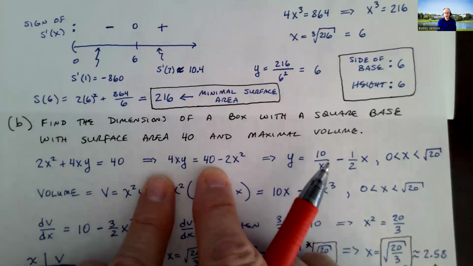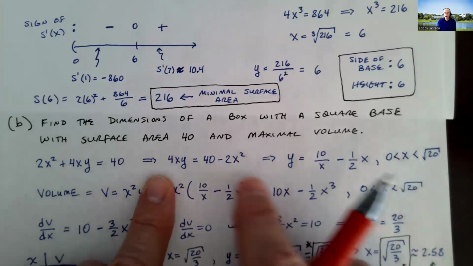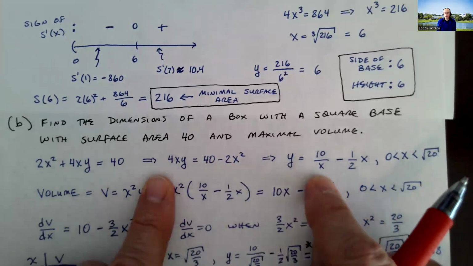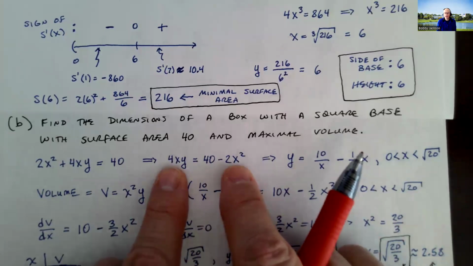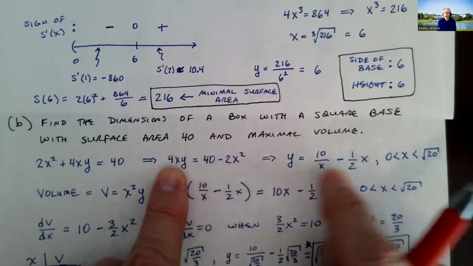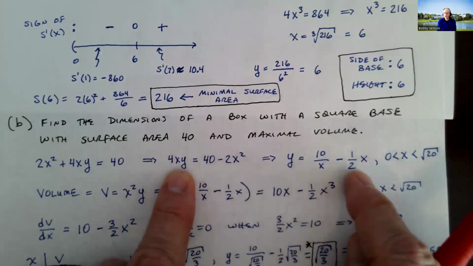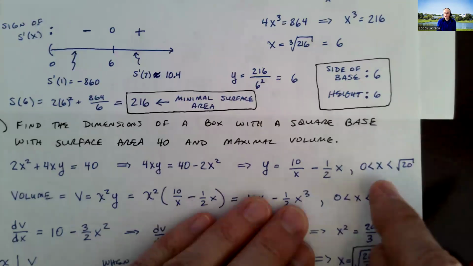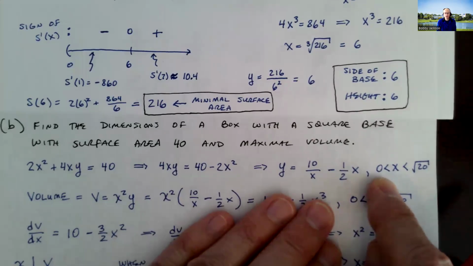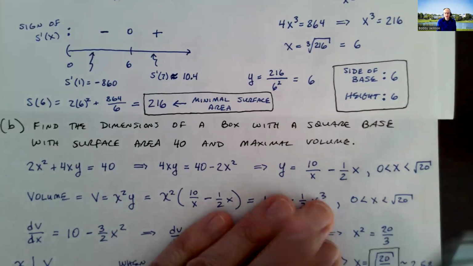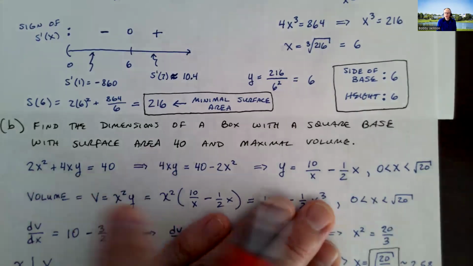40 divided by 4x becomes 10 divided by x, right? 40 divided by 4 is 10, and I get 10 divided by x. 2x squared divided by 4x, 2 divided by 4 is 2/4 or a half. x squared divided by x is just x. And this is valid for certainly only values of x greater than 0, because if x is 0, we would get 0 over here.